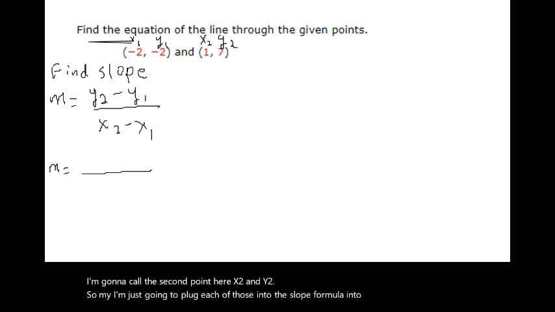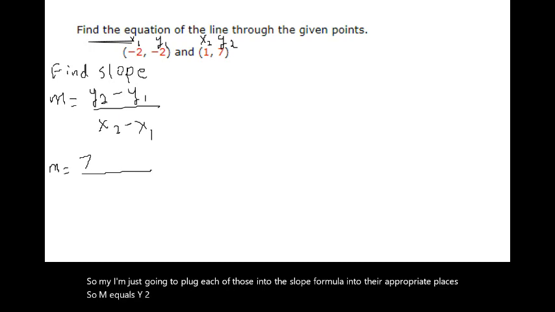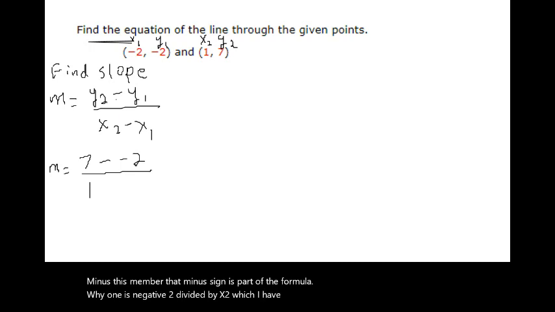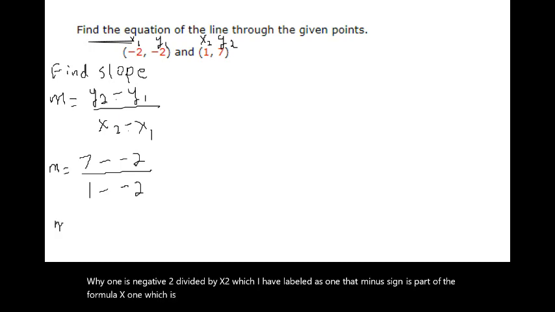So I'm just going to plug each of those into the slope formula into their appropriate places. So m equals y2, which is 7, minus, remember, that minus sign is part of the formula, y1, which is negative 2, divided by x2, which I've labeled as 1, minus, that minus sign is part of the formula, x1, which is negative 2. And yes, we have a lot of double negatives here.